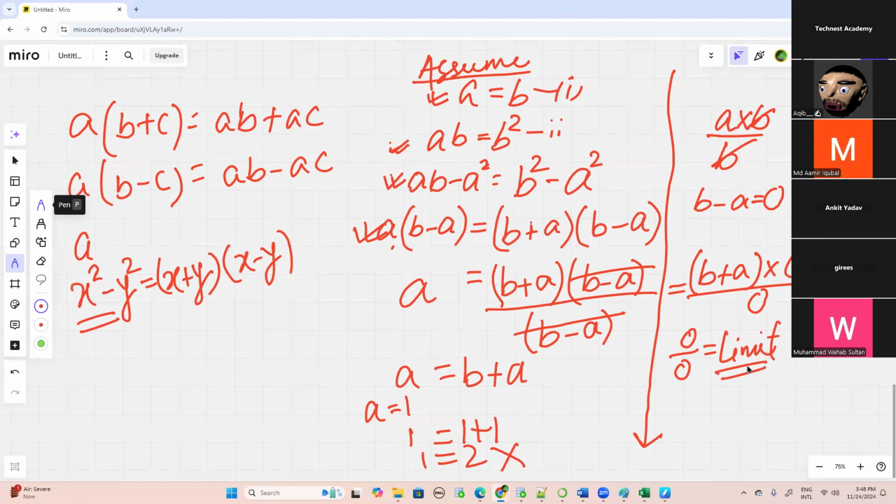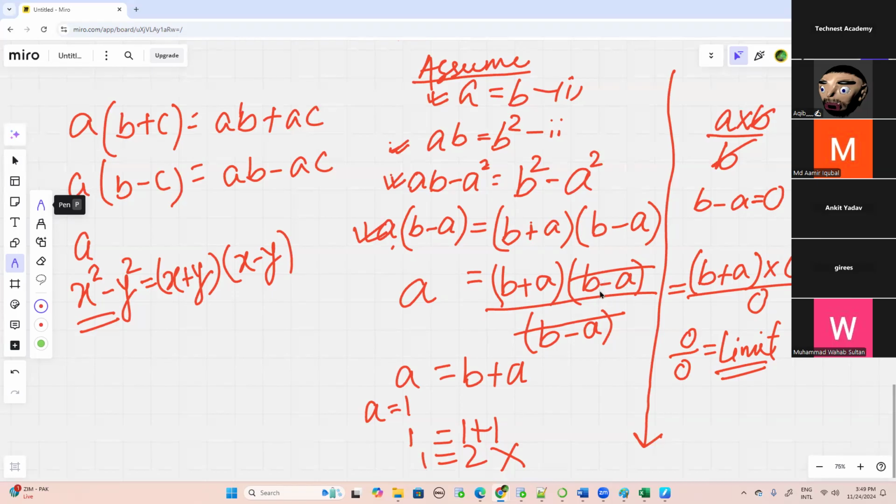Yes. Remember, in class 11th or 12th, you must have studied 0 by 0. Because of this, you have that chapter limit. Then you will do the differentiation of numerator, then the differentiation of denominator, and then you will get the answer. That's a different topic of discussion, L'Hospital's rule.